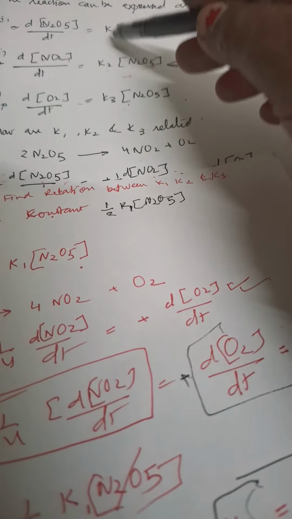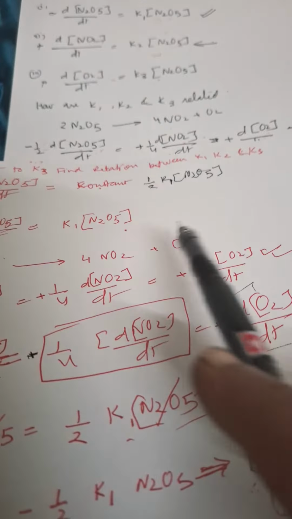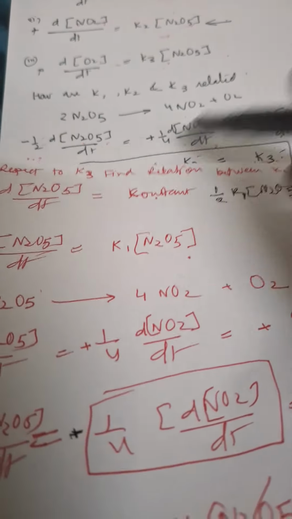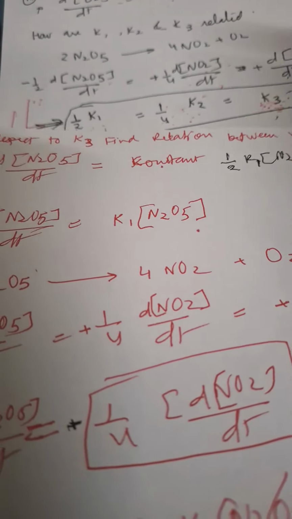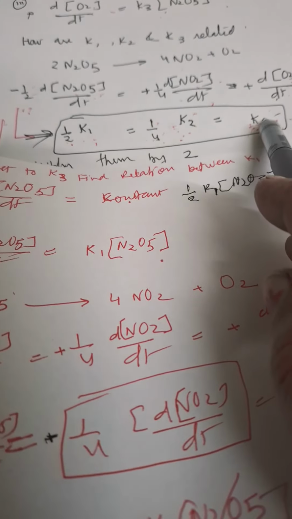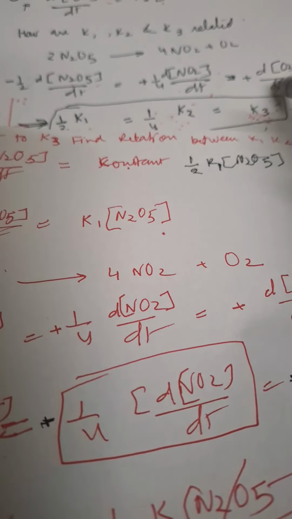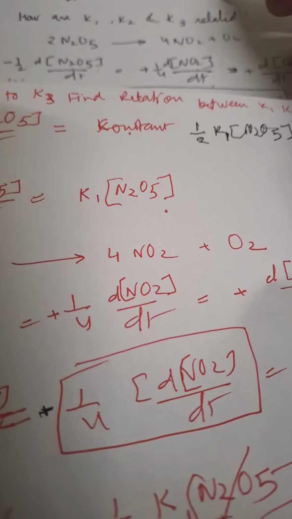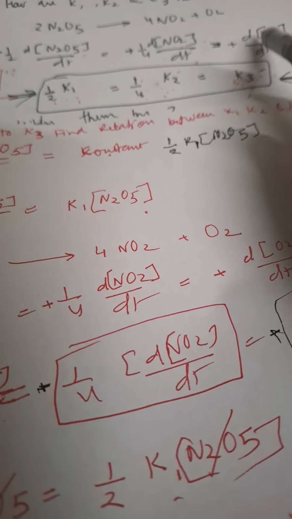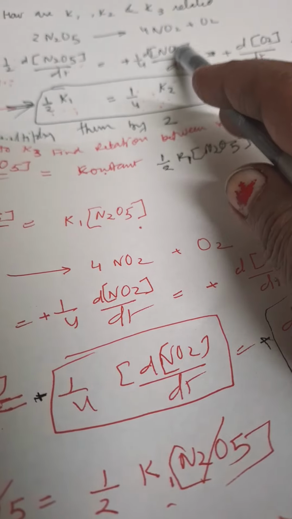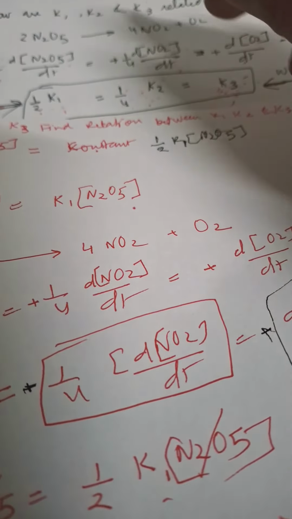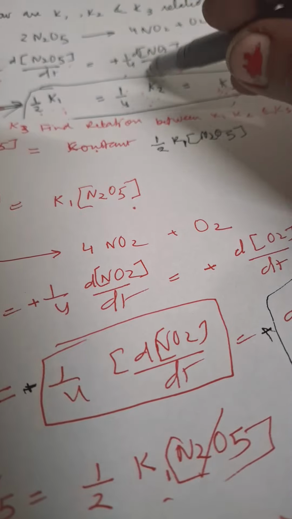Now, how are K1, K2 and K3 related? For that, I will explain in two ways. First, how to do it for the board, and then how to solve it for competition. For competition this will be the best way, because d[O2]/dt is for 1 mole, so take this as standard. So we can easily write this is for K3, this is 1/4 for 1 mole, so for 1/4 it will be 1/4 K1.